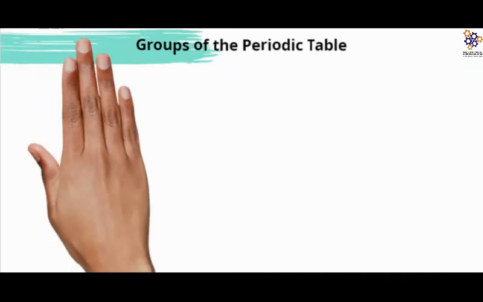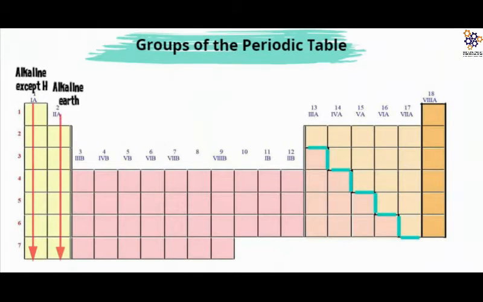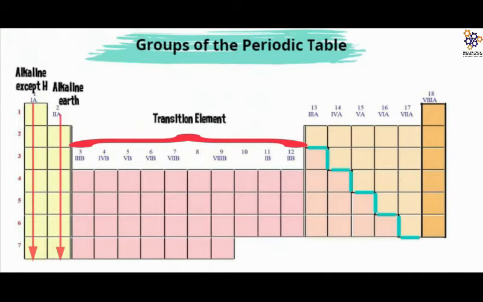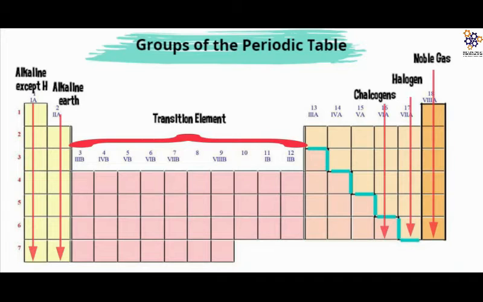There are some important members in the periodic table, such as group 1, known as alkali metals, except for hydrogen. Group 2, alkaline earth metals. Group 3 to 12, transition elements. Group 16, chalcogens. Group 17, halogens. And group 18, noble gases.